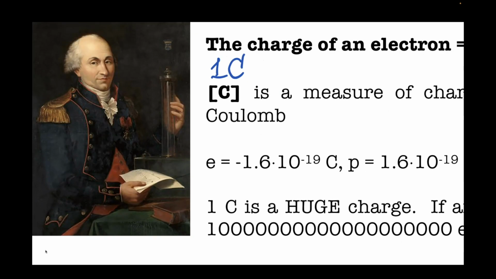The charge of 1 baby electron, so this little e is not the power, is not the exponent, and it's not the Euler's e. This is the symbol for 1 electron. So the little e in physics will stand for 1 electron. And notice how tiny the charge of 1 electron is. It's 10 to the negative 19th.